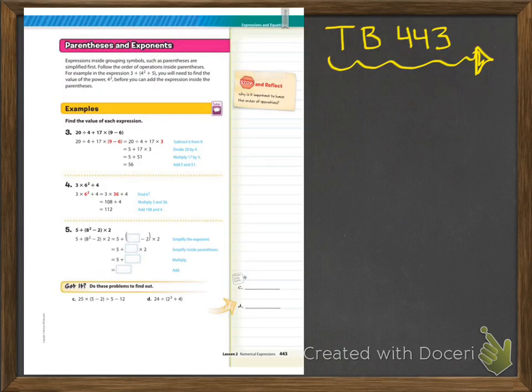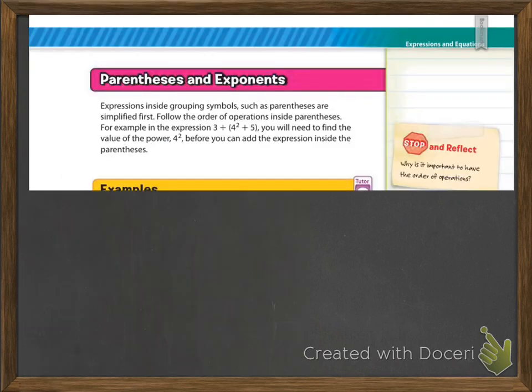All right, great. Now you should be looking at textbook page 443 with me now. We're looking at parentheses and exponents. So the problems are going to get a little tougher now. So it says expressions inside grouping symbols, such as parentheses, are simplified first. So let's go ahead and make a big deal about that. Expressions inside grouping symbols, such as parentheses, brackets are also grouping symbols, are simplified first. Follow the order of operations inside the parentheses.